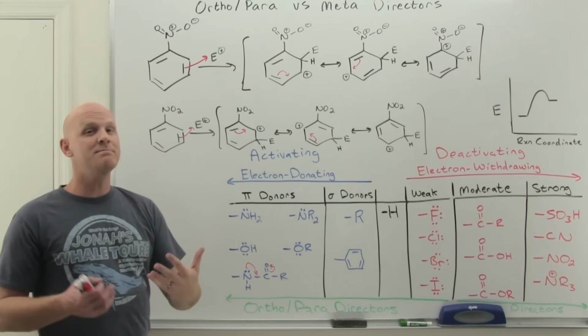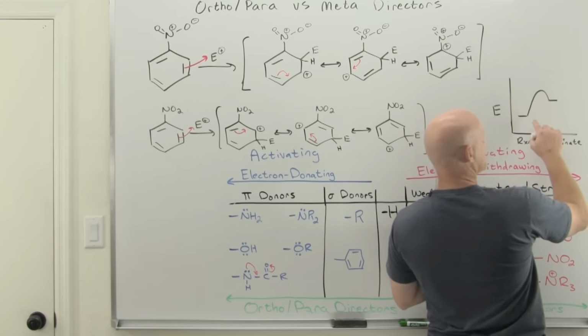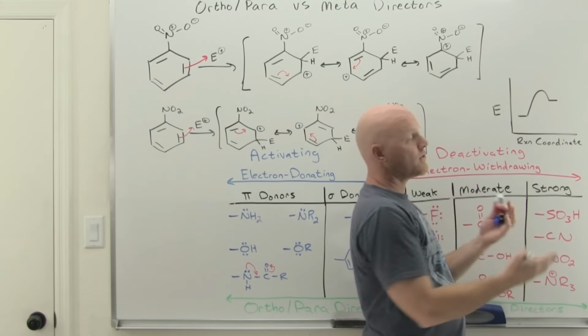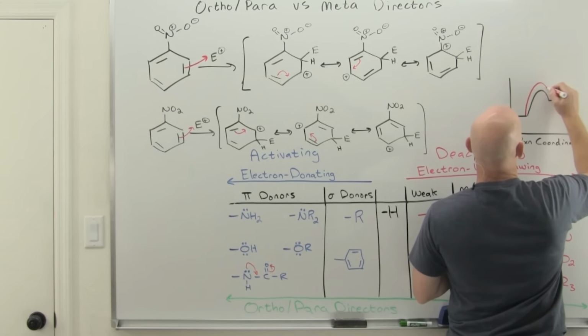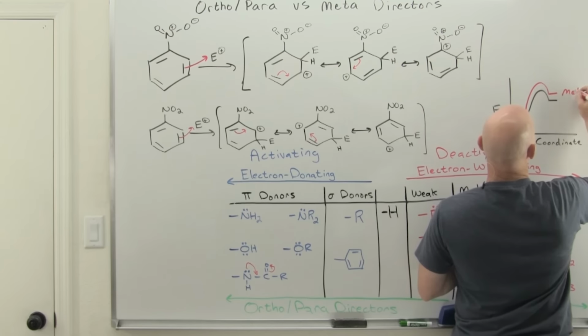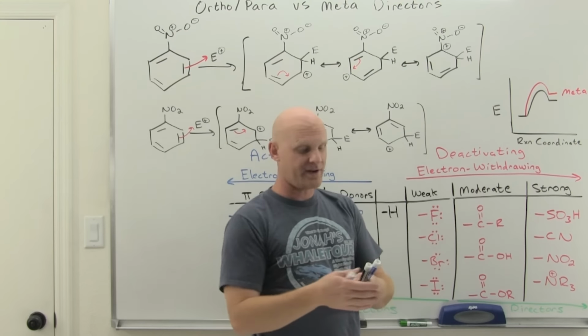And so again, it's not that meta is so good, it's that ortho and para are so bad. If we take a look again in black here, let's say this is the formation of the sigma complex for plain old benzene. Well, now, if you go meta, you can see that the activation energy is higher. This is going to react more slowly than plain old benzene.